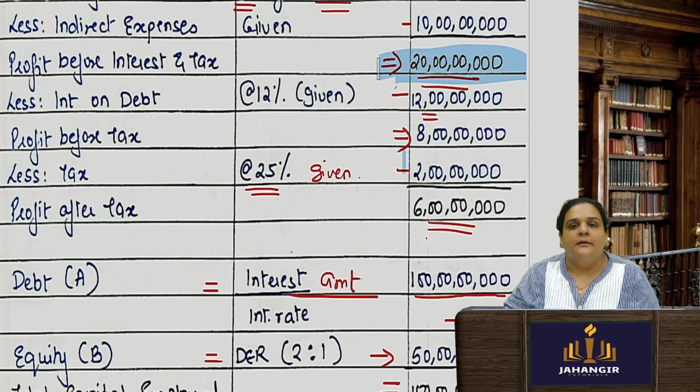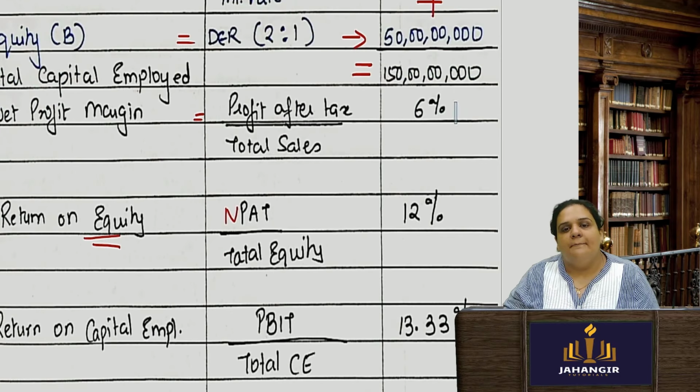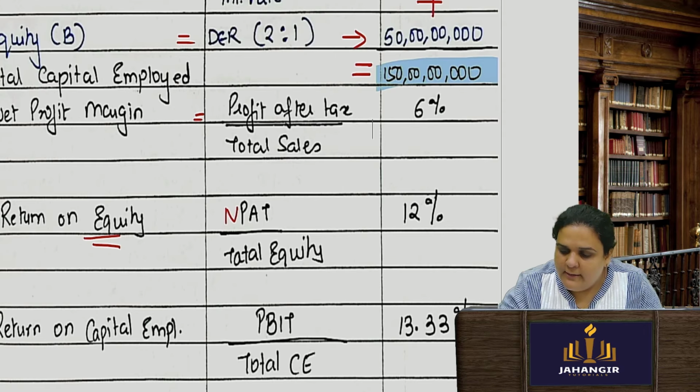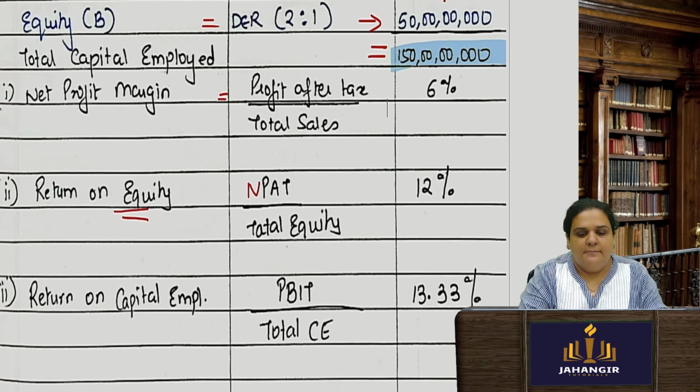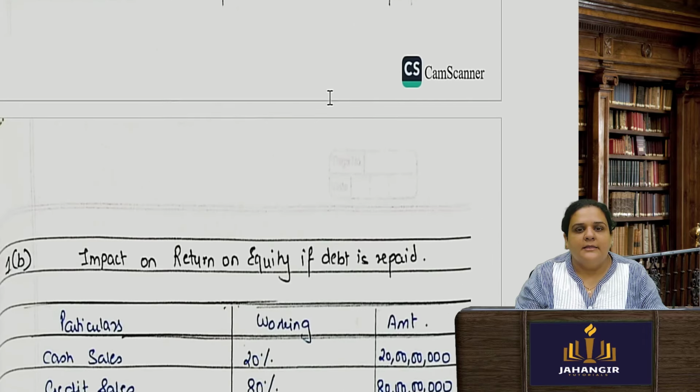This one: net profit before interest and tax divided by total capital employed. We calculated here 150. See, 20 divided by 150 as a percentage, 13.33%. Done. Your first is over. Question number A, all the three ratios are done.